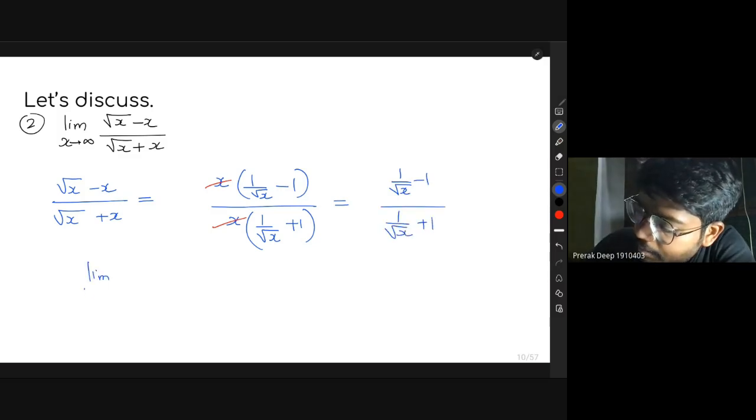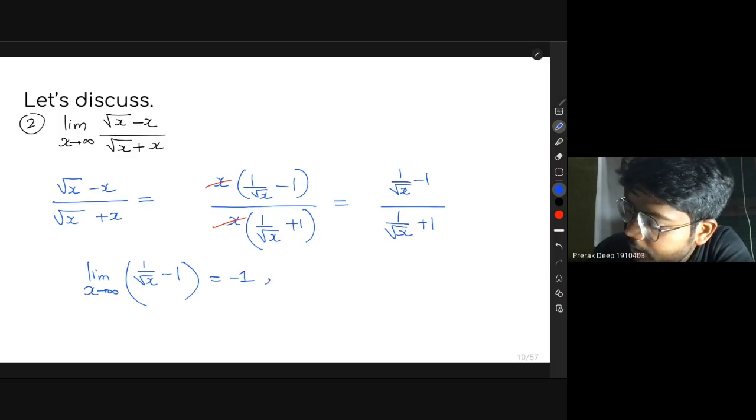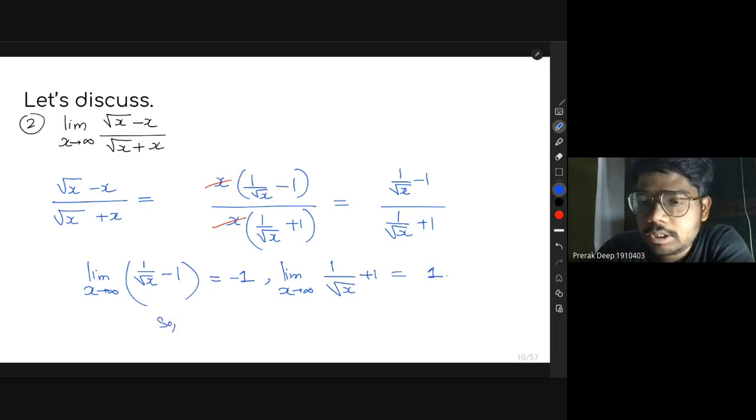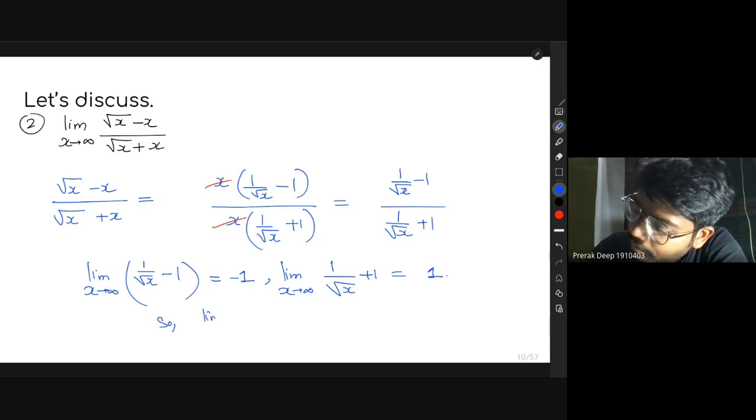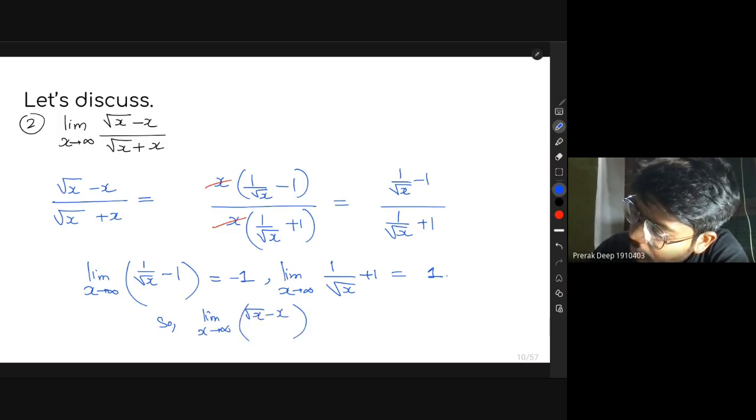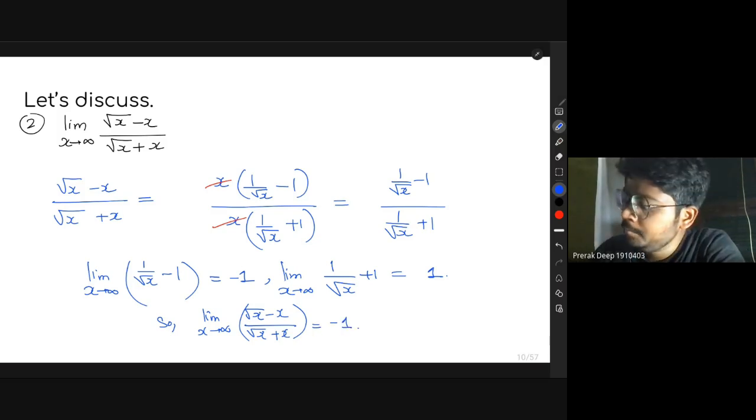And as I apply the limit x tending to infinity of this thing, this is equal to minus 1. Similarly, limit as x tends to infinity of 1 over square root of x plus 1, this is equal to 1. So since both of the limits exist, the limit of the numerator exists, the limit of the denominator exists, the limit of the fraction function also makes sense. So it turns out to be minus 1. Okay.